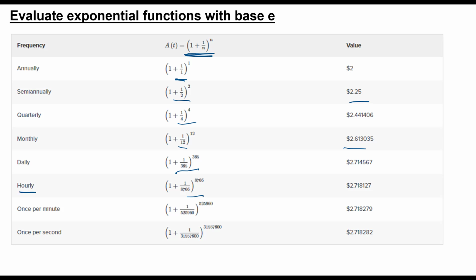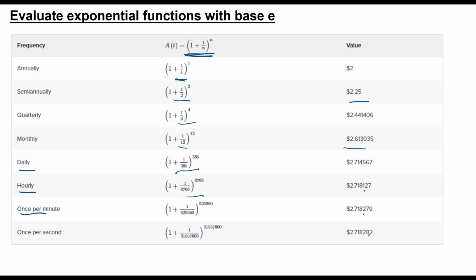Oh, here it is in front of me. So daily, hourly, per minute, you get this 2.718279. So it changed after the 8, the digit changed. If you do it every second, you end up with 2.718282. So that's the same. It changed here for that digit.